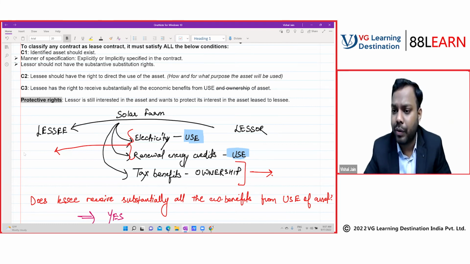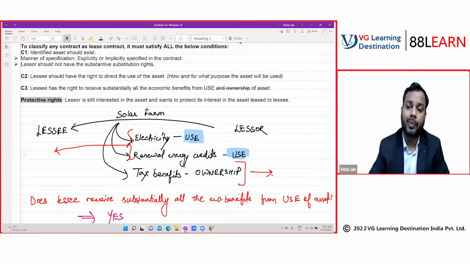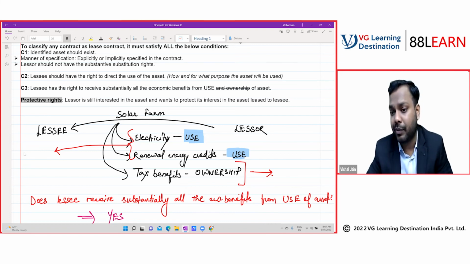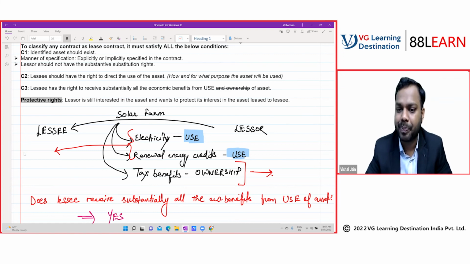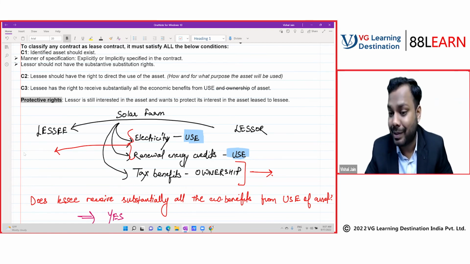Nutan has a query, sir: how to differentiate protective rights and the right to direct the use? You have to apply your judgment and differentiate it. Exactly, use it as if you own it. That's the best you can say. Use it as if you own it. The lessor is still interested in the asset and wants to protect his interest in the asset leased. Is that clear, everyone?